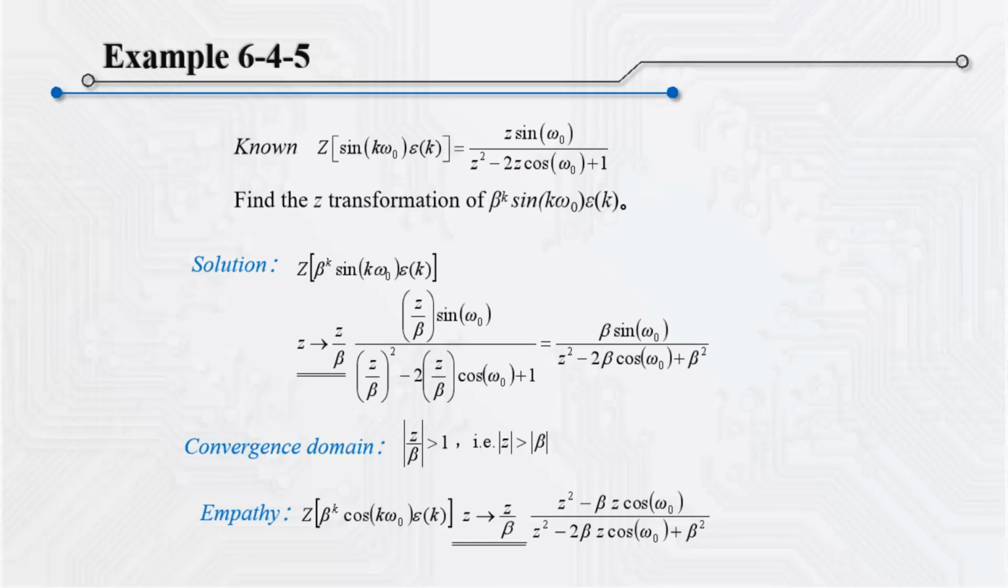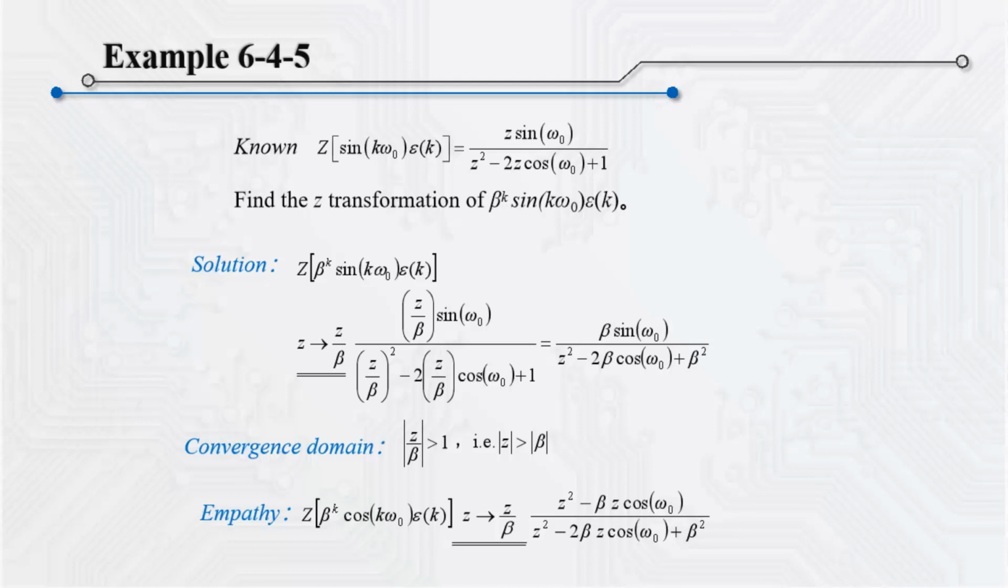Let's look at specific examples. The z transformation expression of this sequence is known as follows. Now we build on this complex sequence. Multiply it by beta to the k's power. What is the z transform of this more complex sequence? According to the property just now, we can see that when the exponential signal is multiplied in the time domain, it is equivalent to the corresponding scale transformation in the z-domain. The scale factor is beta.